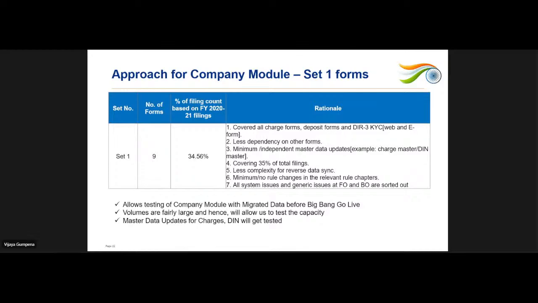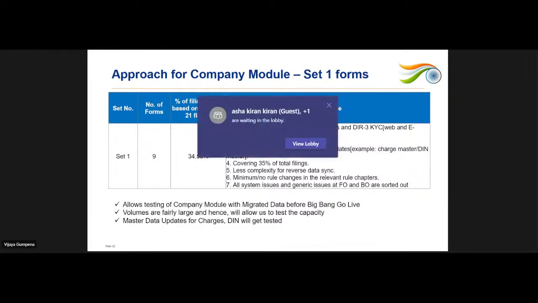And as I mentioned, these 9 forms are covering 35% of total filings. So it will give us the confidence that we are able to manage performance and the large filings in the V3 system. And also master data updates in terms of charge master or DIN master. So this will give us comfort that all my masters are getting properly updated and getting reverse synced to the V2 system wherever it is applicable.